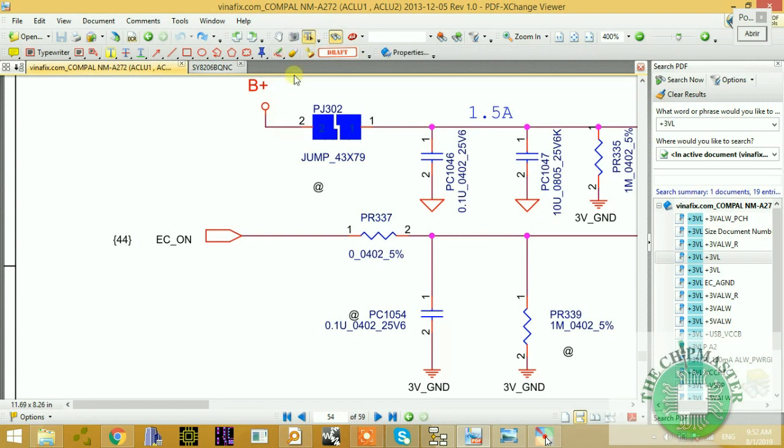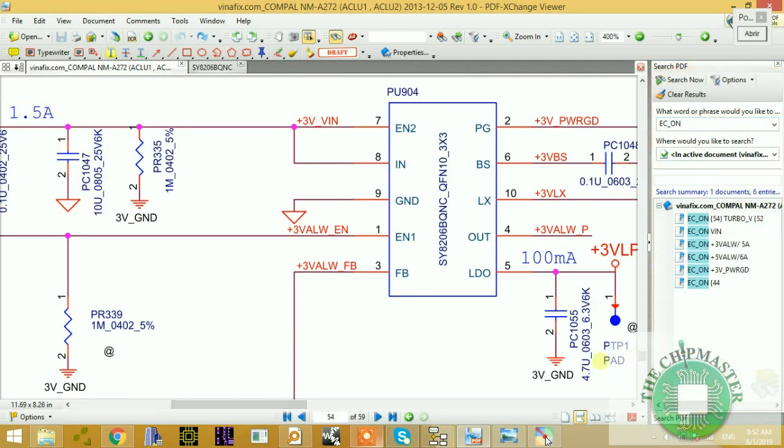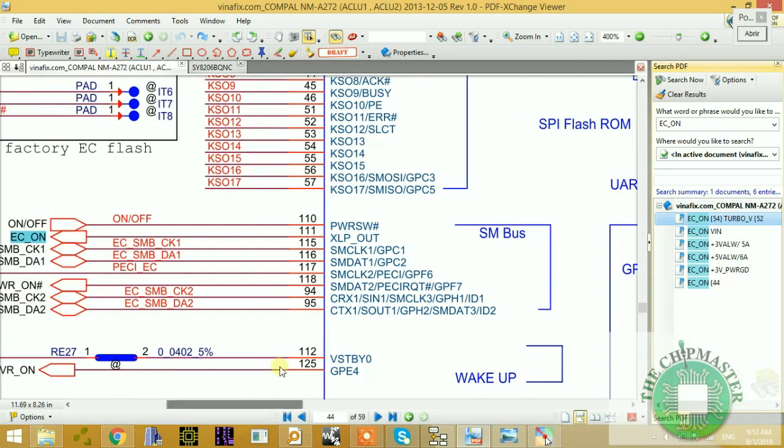Alright, so let's copy this signal. This signal is coming from the IO controller most times, and this chip depends on the IO controller for it to work. In some boards, some chips are self-generating and don't need the help of the IO controller in order to turn on PWM voltages. Alright, so let's search for this signal. EC on, first one. As you can see, it is coming from our IO controller, and it's coming through this pin out here, XLP out.